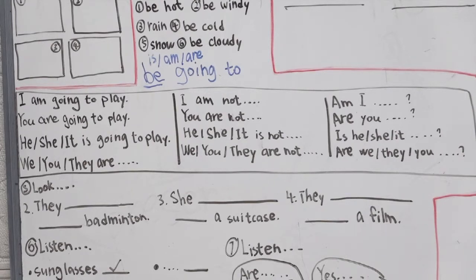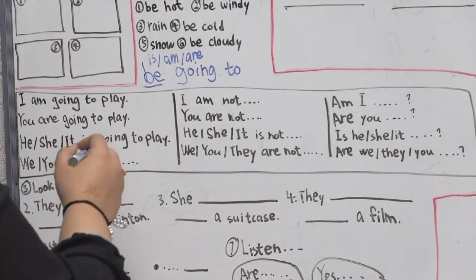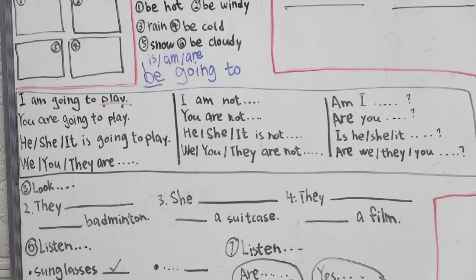Remember that. And what do we have to do with the verb? I am going to play. So does the verb change? Remember, the verb does not change here. Be careful, okay? The verb does not change here. It's called infinitive. After to, we use infinitive. We do not add s or es or ed. The verb should be in original form.